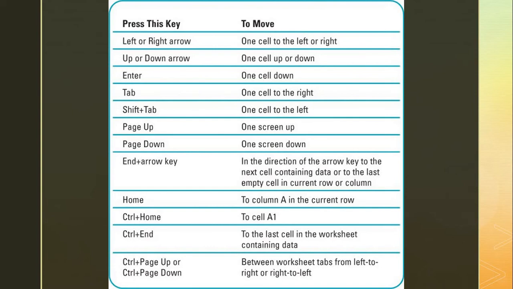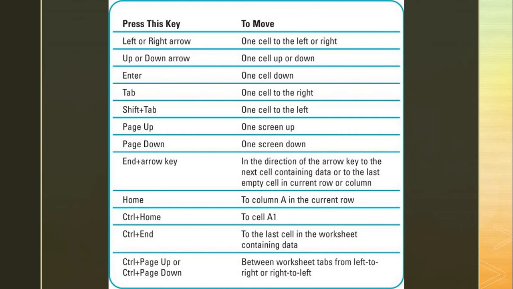Okay. Next, tab key. By pressing the tab key, you can move to the next cell towards its right. Similarly, shift plus tab key combination is used to move towards left. Next, page up and page down. Page up is used to move one screen up. That means it moves to the next page. Page down is used to move one screen down. It is used to move to the previous page. Similarly, Alt plus page down and Alt plus page up are used for moving one screen left or right.